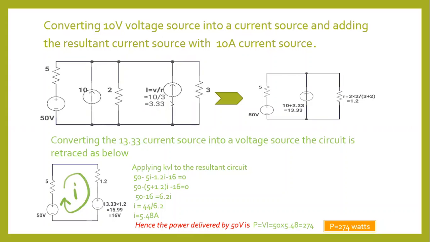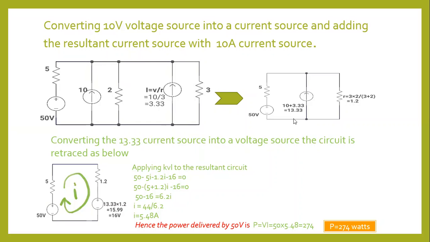We know from the basic concepts of source transformation, if two current sources are in parallel, we can add them together. As both directions are the same, going upward, I can add them: 10 plus 3.33, which is 13.33. The 2 ohm and 3 ohm resistors are connected in parallel. The basic formula is R equals R1 R2 divided by R1 plus R2, so 3 into 2 divided by 3 plus 2, which gives 1.2 ohms.